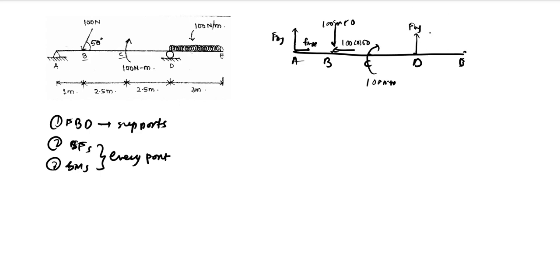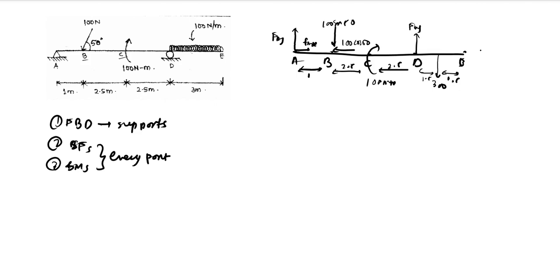And because of the UDL also, there will be a force acting at the midpoint of DE in the downward direction. So it will be 100 into 3, that is 300, acting at 1.5 from D and 1.5 from E. The distance between CD is given as 2.5. 2.5 is also the distance between BC, and AB is just 1. We have 9 as the total beam length, so 2.5 plus 2.5 is 5, this one 6, and 3 is 9. Yes, the total is coming out to be 9 also.